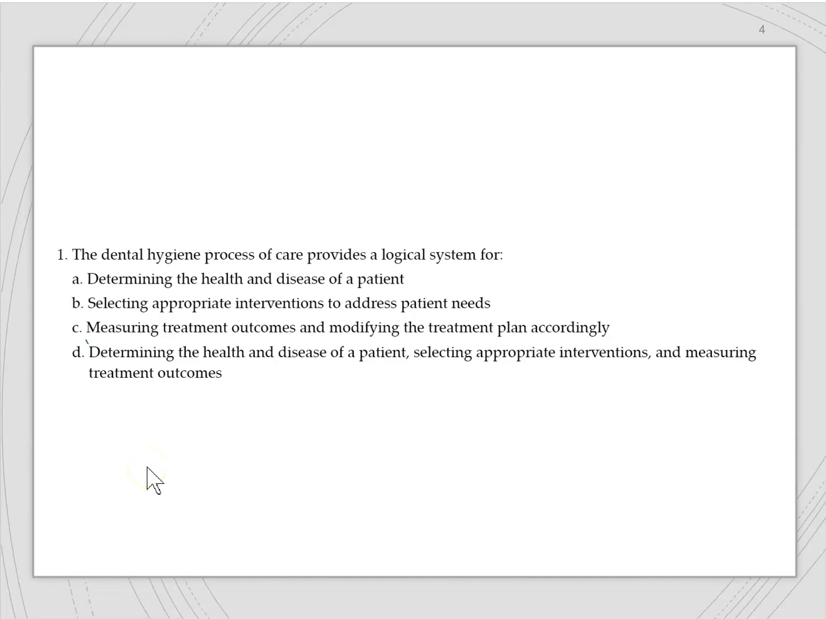So the answer is D. The dental hygiene process of care provides a logical system for determining the health and disease of a patient. So when you're assessing and diagnosing, you can figure out what the health and disease is of that patient, selecting appropriate interventions. So when you come up with a care plan, you're coming up with interventions. We're coming up with treatment options that will be great or suitable for your client. And then measuring treatment outcomes.